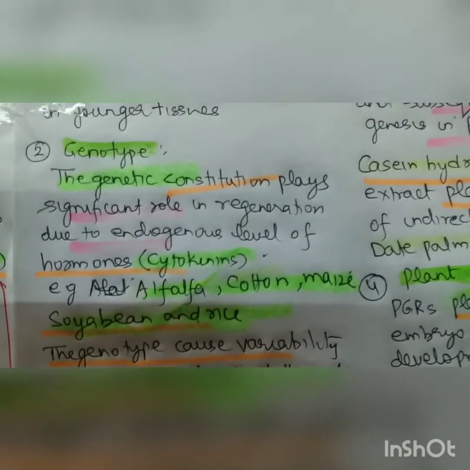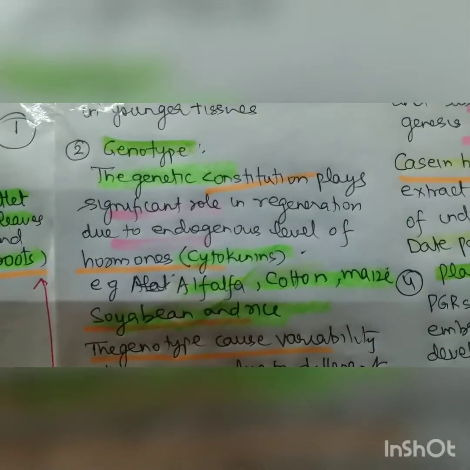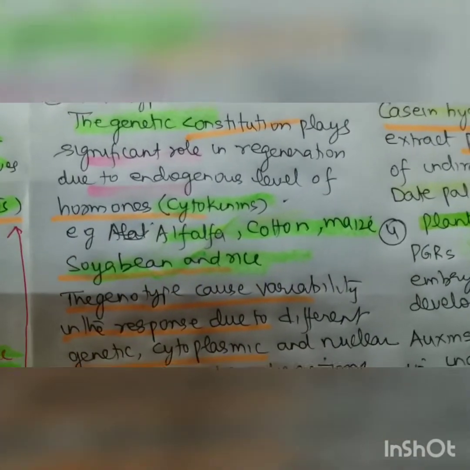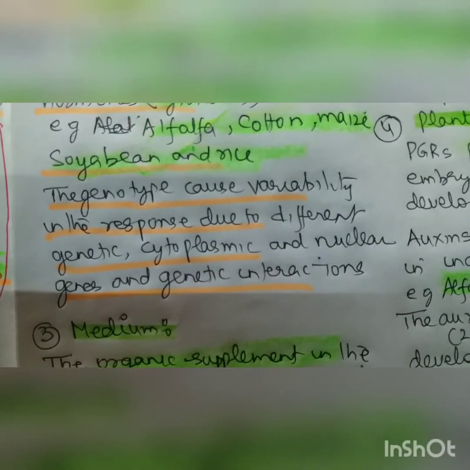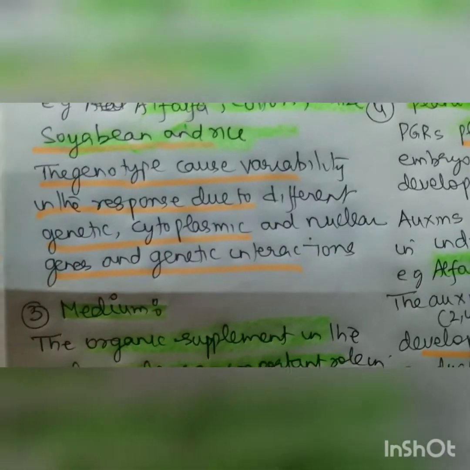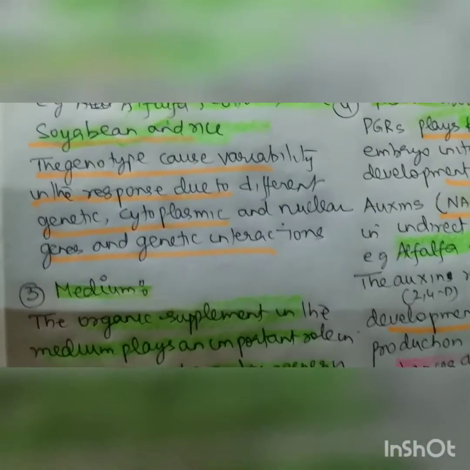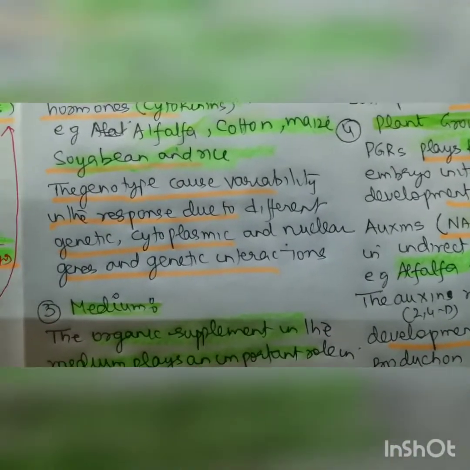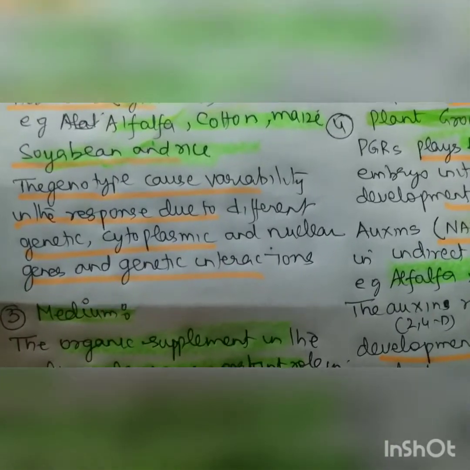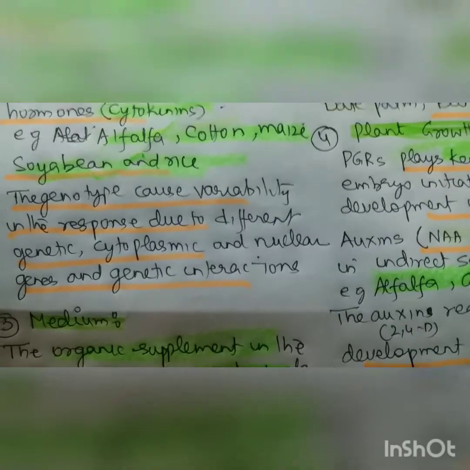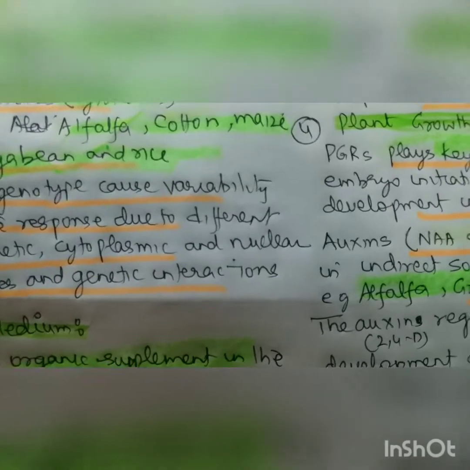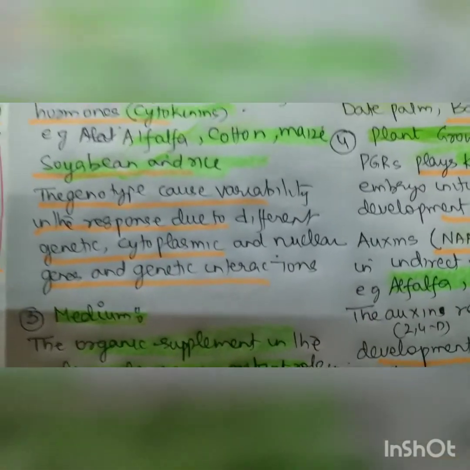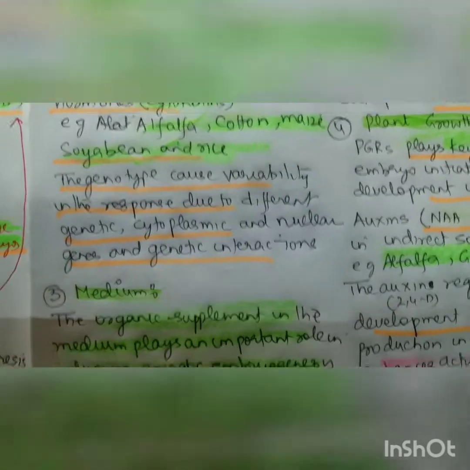And the second topic is the genotype. The genetic constitution plays a significant role in regeneration due to the endogenous level of hormone cytokinin, like alfalfa, cotton, maize, soybean and rice. The genotype causes variability in the response due to different genetic, cytoplasmic and nuclear genes and their interactions. So genotype is very important, because I did my PhD in orchids, and we see some orchids respond to BAP and some to kinetin. This specificity to BAP or kinetin is because of the genetic variability.